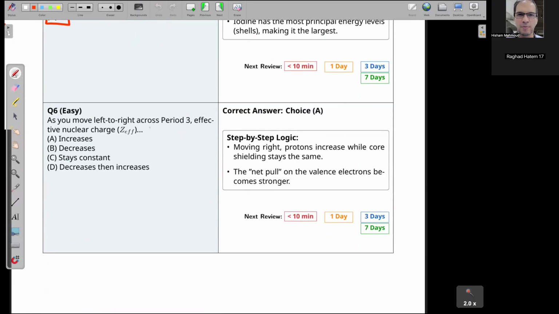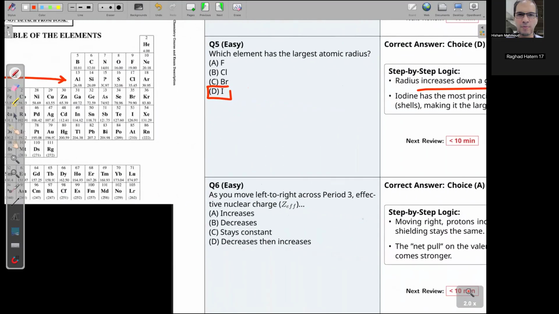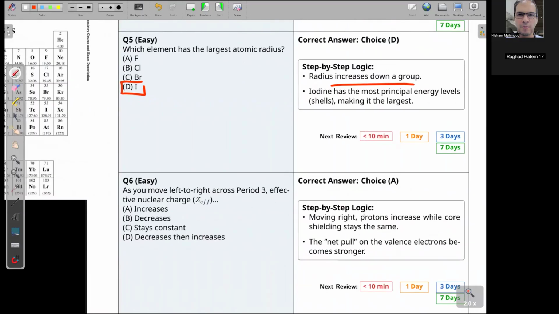As you move left to right across period 3, what happens to the effective nuclear charge? The effective nuclear charge is the number of protons, and then subtracting from it the two factors: the size of the atom and what is the other factor that you subtract in order to get the net nuclear charge? The shielding effect. So as you go to the right in period 3, what happens to the number of protons? It increases, yes.